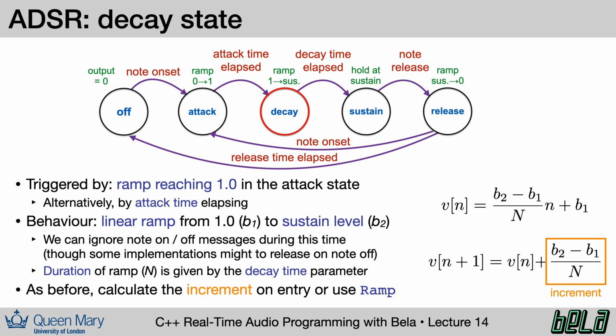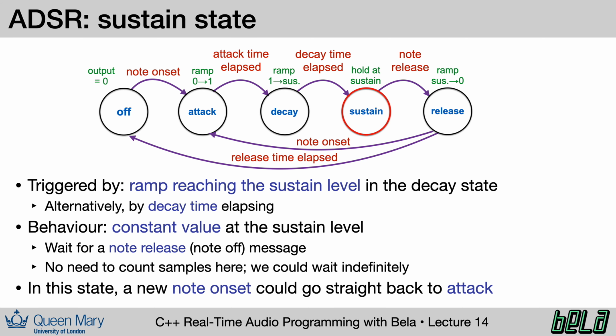As before, we'll need to calculate the value of the increment on entry to this state. That increment will then be added to the envelope value each successive audio frame. The sustain state is entered when the ramp reaches the sustain level in the decay state. We don't have to do very much in the sustain state. All we need to do is hold a constant value of the sustain level.